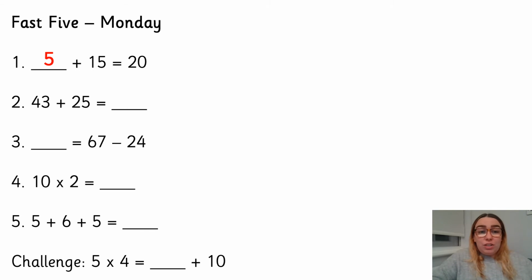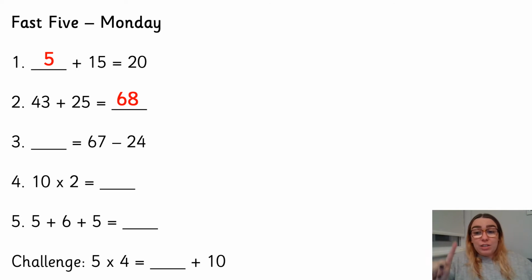Number two, 43 add 25. So I would do 43 add 5, which is 48. And then I'd add on my tens, which is 20, 2 tens. 48 add 2 tens, 4 tens add 2 tens is 6 tens, 68. You could have done 40 and 20 and then 3 and 5. You could have done 43 and 20 and then the 5 is up to you.